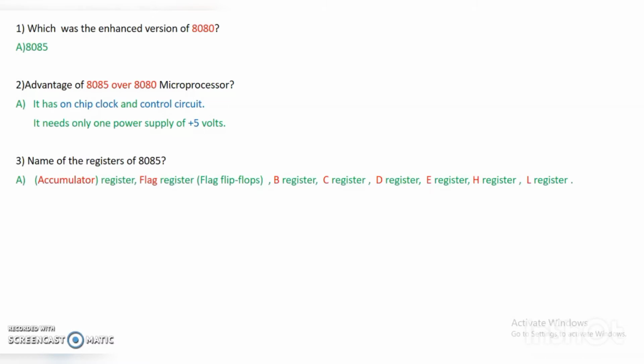Bit number 3. Name the registers of 8085. Basically there are 8 registers for the 8085 microprocessor. Those are the A register, basically called the accumulator, the flag register, B register, C register, D register, E, H and L.